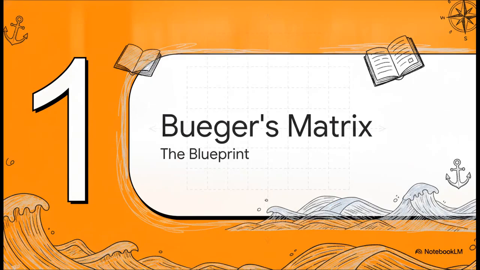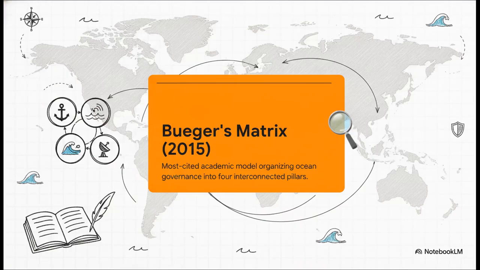All right, part 1, the blueprint, or Buger's matrix. Before we can even talk about the rules of the sea, we really need to know how scholars and policymakers actually organize those rules. Now, what's really fascinating here is that there isn't just one single universally canonized formula for ocean governance that's set in stone.